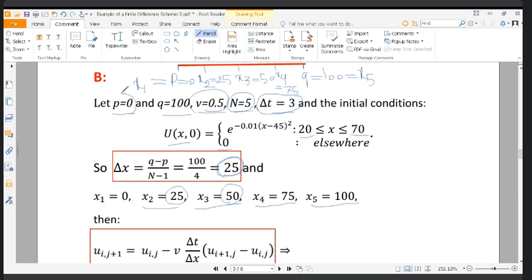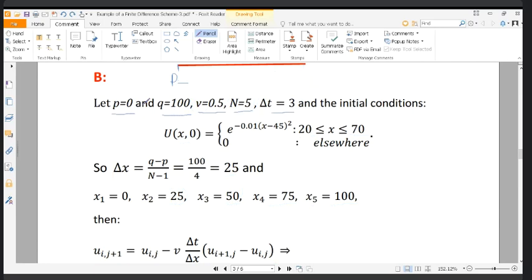P is 0, Q is 100, V is 0.5, N is 5, delta T is 3. Okay?